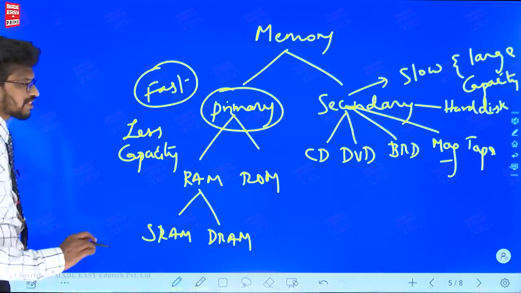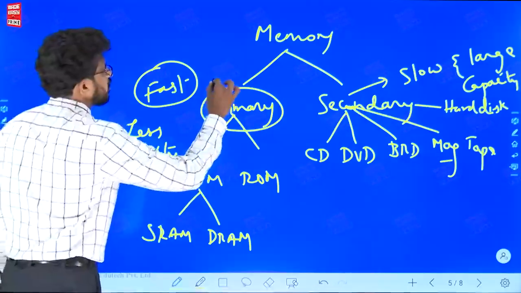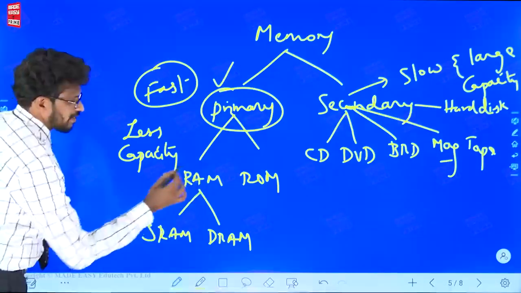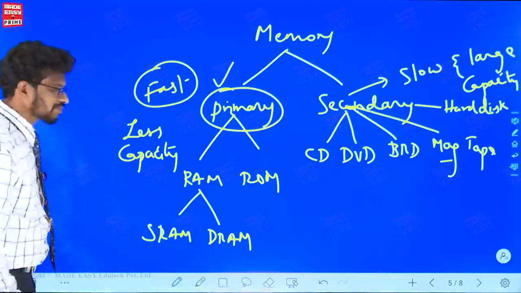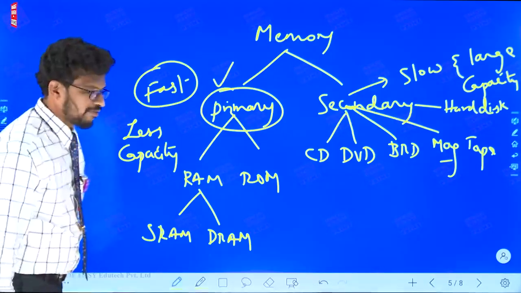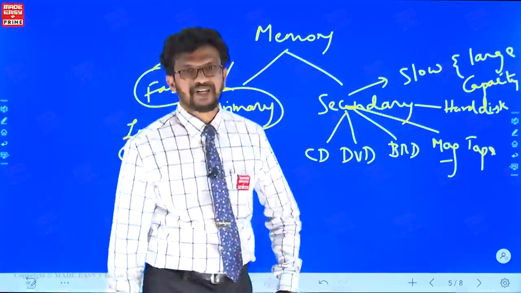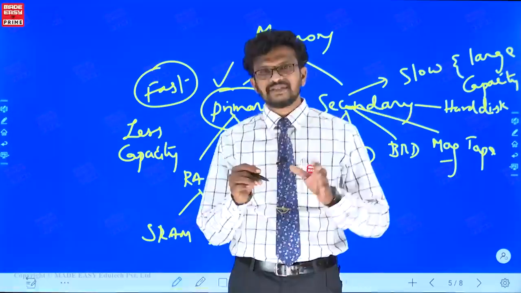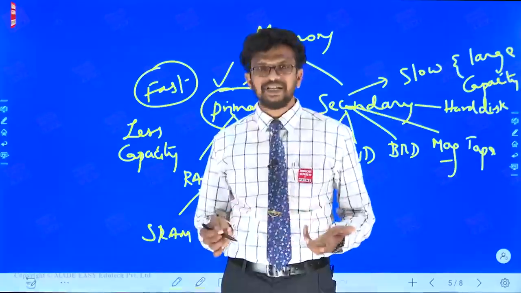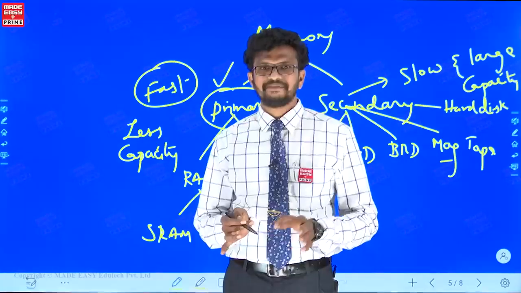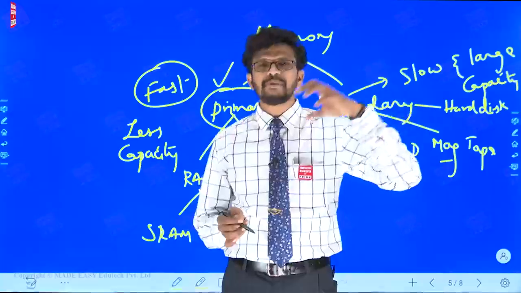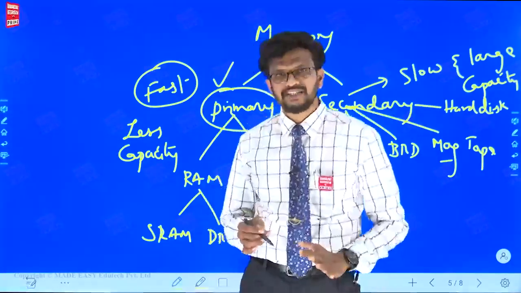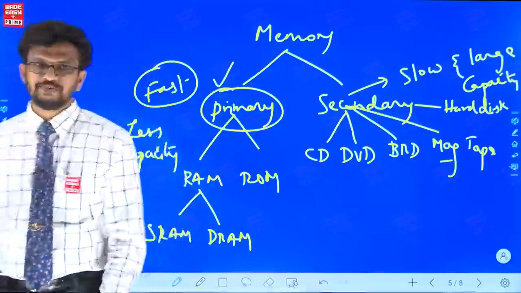Now we are going to discuss memory in terms of primary memory. Observe here, random access memory and read-only memory. What is the meaning of random access memory? The name itself indicates that you can access any memory location randomly with the same time. That means the time to take the data out of a memory location is the same for the first location or the last location. That is called random access memory.